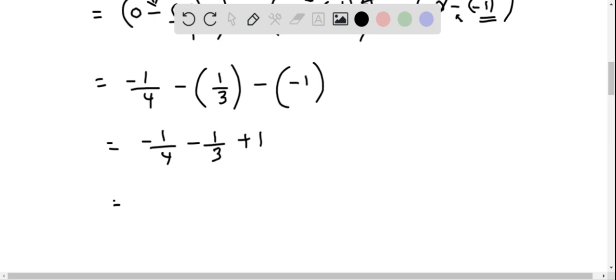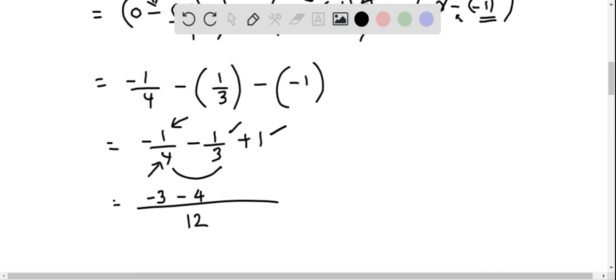The common denominator is going to be the multiple of these two denominators, which is 12. So I put this 12 as a common denominator. Therefore, the numerator of this term has to be multiplied by 3, since we have this denominator 4. So negative 1 times 3 is negative 3. And then the numerator of this term has to be multiplied by 4. Since it is a negative 1, negative 1 times 4 is negative 4. And this has to be multiplied by 12 because the denominator is 1. So I put 12 here.